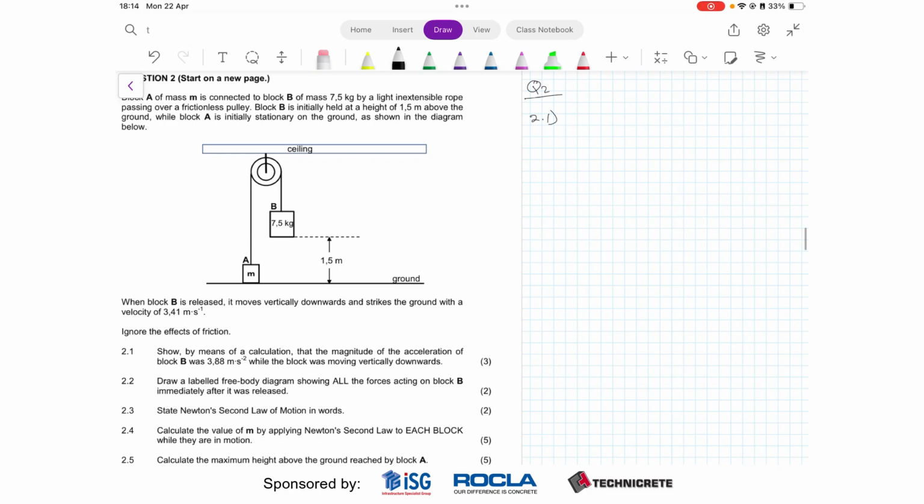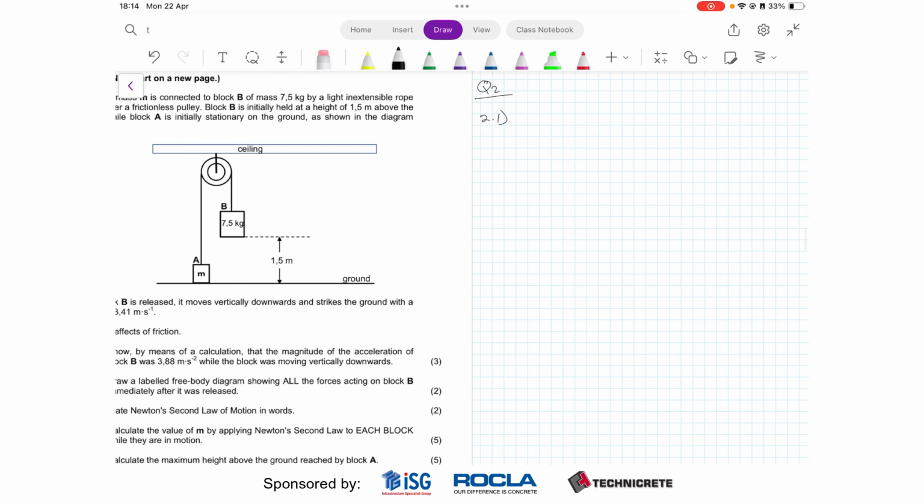Do we know the time? No, we don't know the time. So meaning we can use vf squared is equal to vi squared plus 2a delta y.